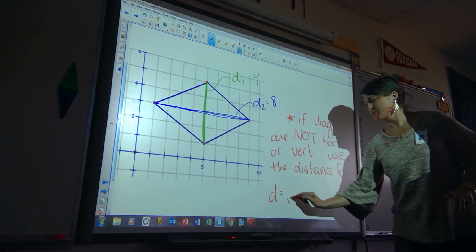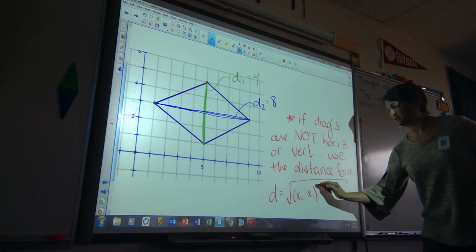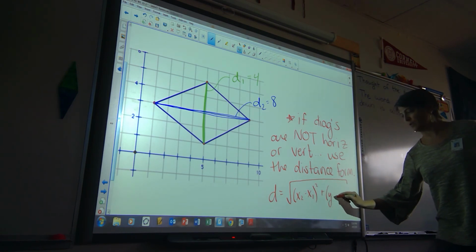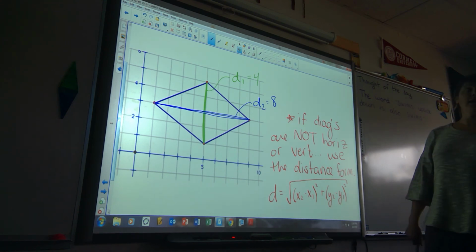Distance formula is square root of x2 minus x1 quantity squared plus y2 minus y1 quantity squared. In case you've forgotten it.